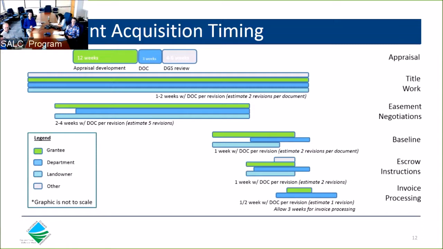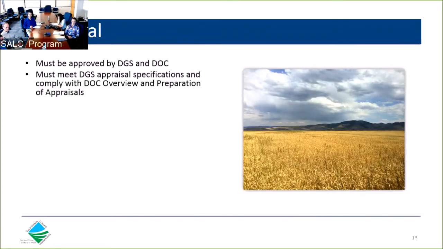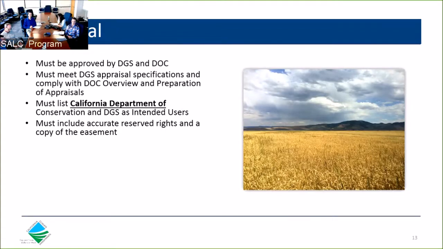Per the SALC guidelines, the final easement value will be based off of a qualified appraisal. The appraisal used must be approved by DGS and the department, must meet DGS appraisal specifications and comply with the department overview and preparation of appraisals, must list the Department of Conservation and DGS as intended users, and must include reserved rights consistent with those in the approved easement, as well as a copy of the draft easement, particularly the required SALC terms.